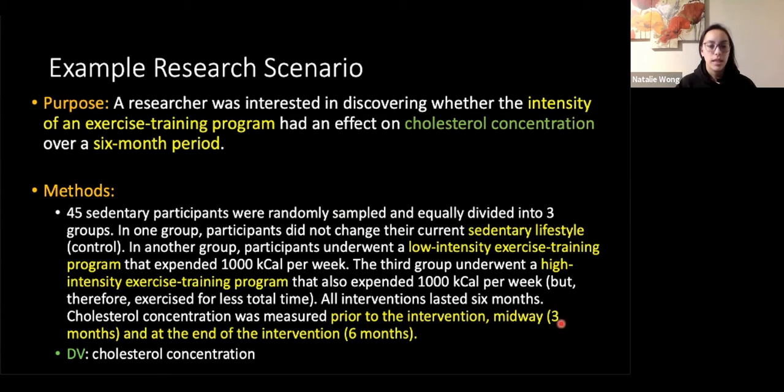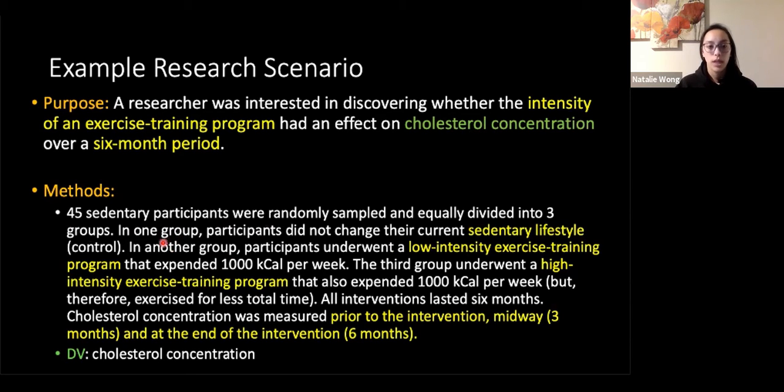But the purpose is a researcher was interested in discovering whether the intensity of an exercise training program had an effect on cholesterol concentration over a 6-month period. So similar to previous weeks, I've highlighted our independent variable in yellow and our dependent variable in green. We have 45 sedentary participants randomly sampled and equally divided into 3 groups. So that's already hinting that the grouping we're using is our between subject variable.